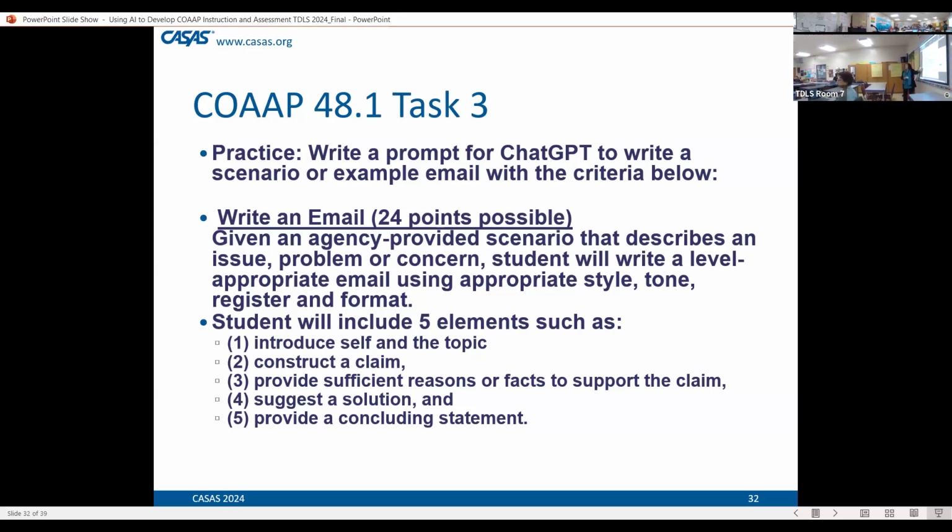Identify, you're writing an email to the principal of the adult school, to say it's a community problem. Construct a claim, provide sufficient reasons or facts to support the claim, suggest a solution. So if you give it a topic and tell it to do these things, it probably will come up with that plan itself. Here we go. Write an email using ESL pre-literacy level, asking about a health concern, include short self-introduction, 2 common symptoms, ask for doctor's suggestions and provide a concluding statement.